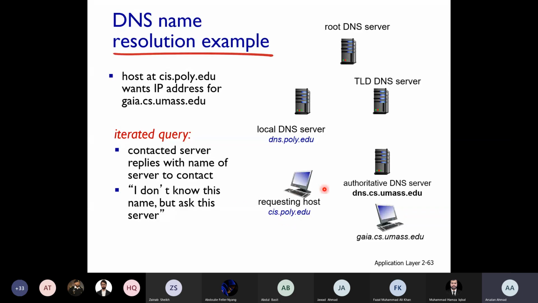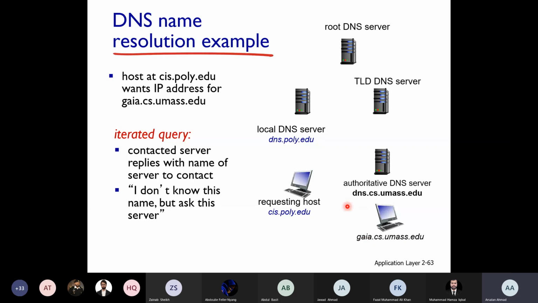Okay, so there is a requesting host over here, and it is sys.poly.edu, and this requesting host wants the IP address of another host, somewhere around the globe, gaia.cs.umass.edu.